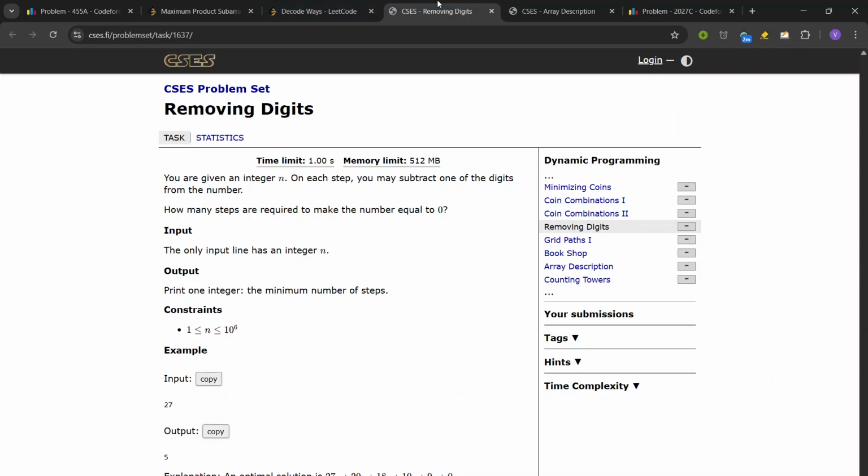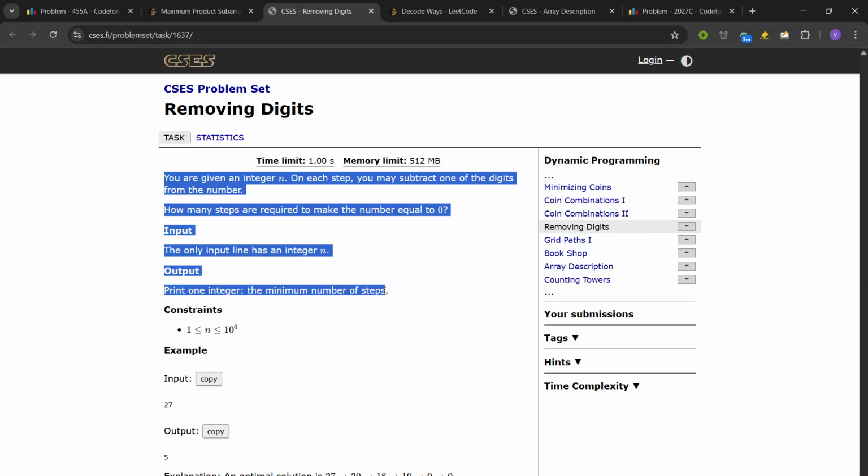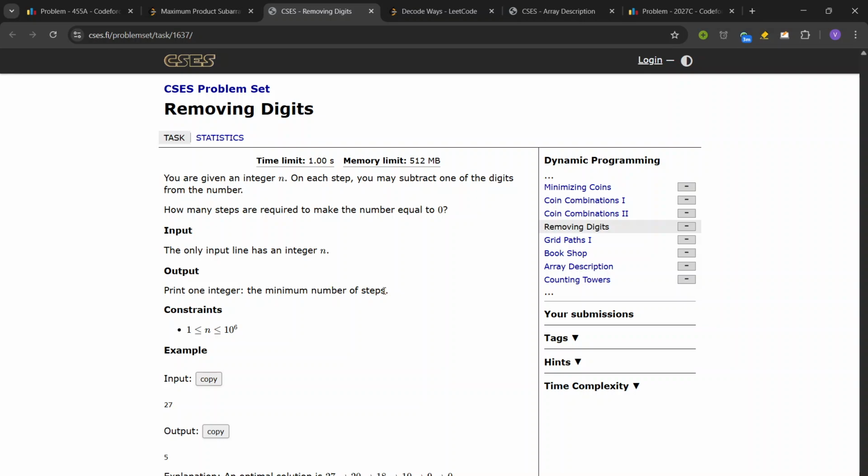Let's now solve this next question, and this is again a nice question to find what the transitions are and so on. This is my personal favorite question, and you are going to like solving it. So let's read the question, which is removing digits. We are given an integer n, and on each step you may subtract one of its digits from the number. How many steps are required to make the number equal to 0?